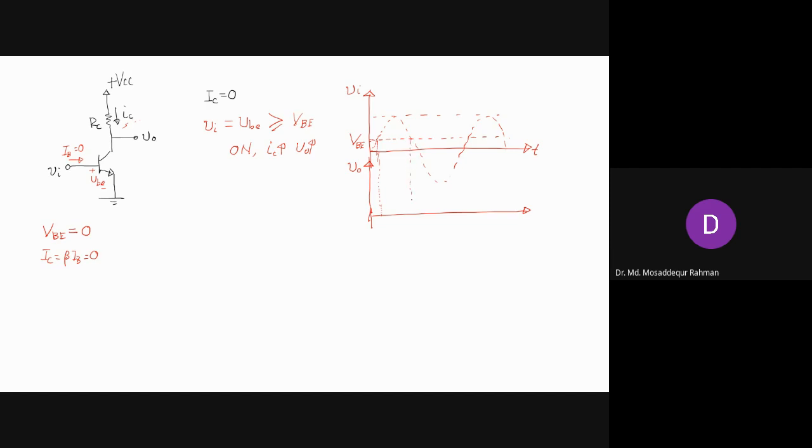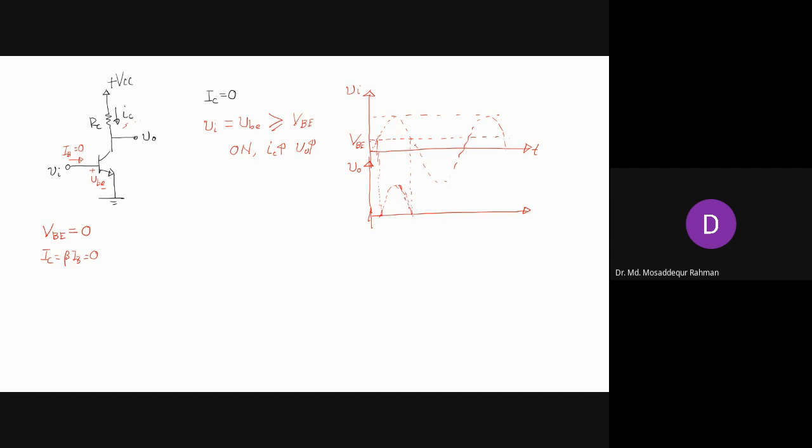And when this happens, IC starts flowing and V naught will rise. So V naught will initially remain 0 until this point, and then it will increase, right? And then again it will decrease, and then it will become 0 when VI goes below VB, the transistor turns off, and output goes to 0.